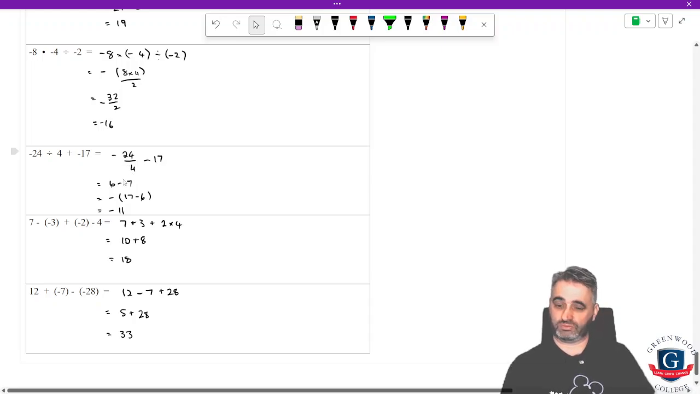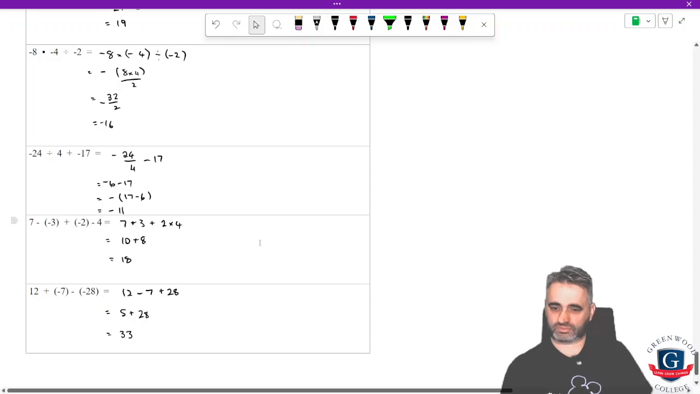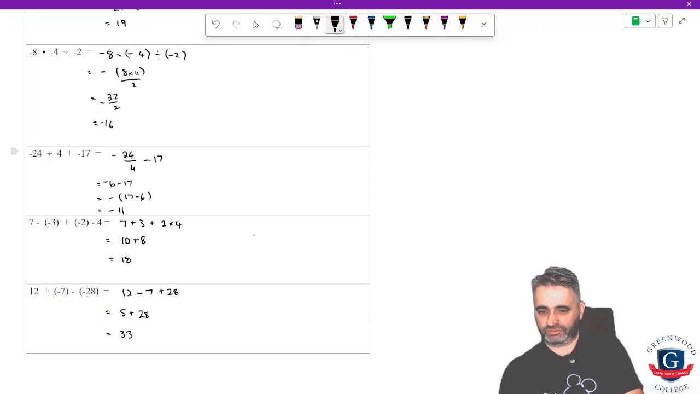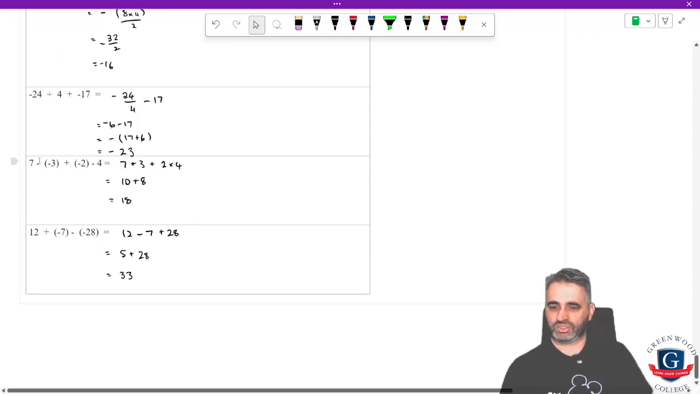24 divided by 4, 6 fours are 24, and that will be negative. And then that will be positive. And then see, that will be 23. Well, let's check our answer. So that's going to be negative, so that'll be negative 6. That's going to be negative. Negative 6, take away another 17 will be lower on the number line. 17 plus 6 is 23. Yep, that's correct. So 7 plus 3 is 10. That's good. Plus negative 2 is going to be positives. 2 fours are 8. 10 plus 8 is in fact 18.